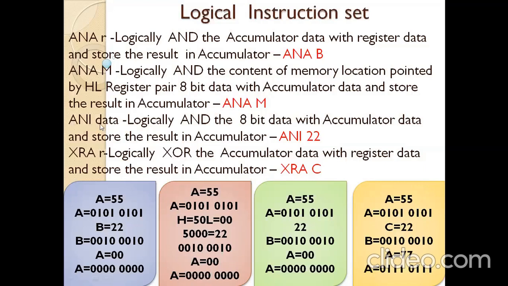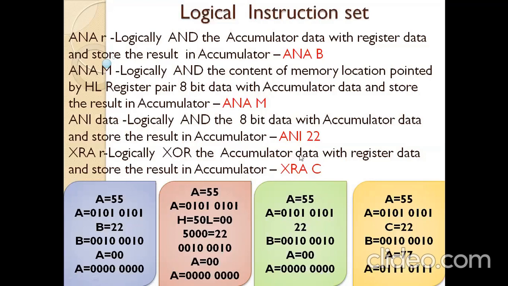Next, ANI data. ANI 22 means the value 22 is immediately ANDed with the accumulator and the result is stored in the accumulator. A is equal to 55 in binary. Here there is no B register, it is just 22. 55 and 22 will do the AND operation, and the result is 00, stored in the accumulator.